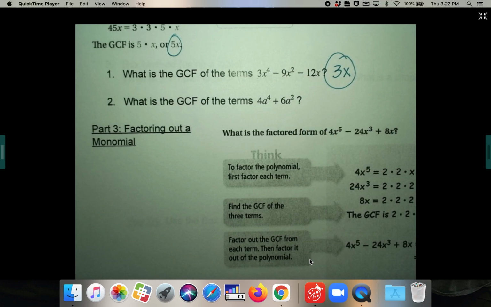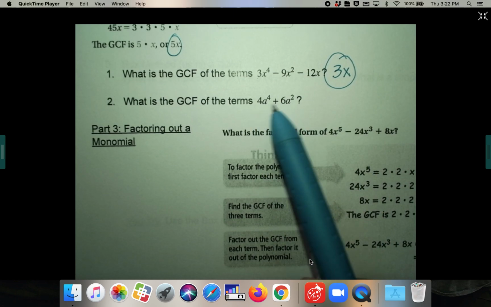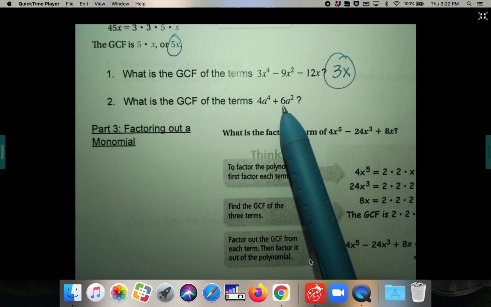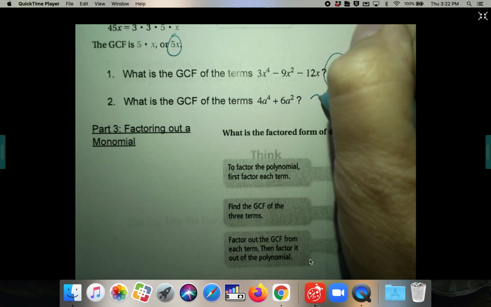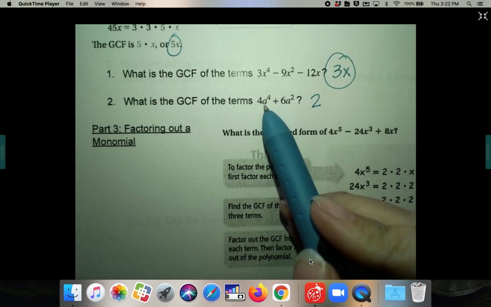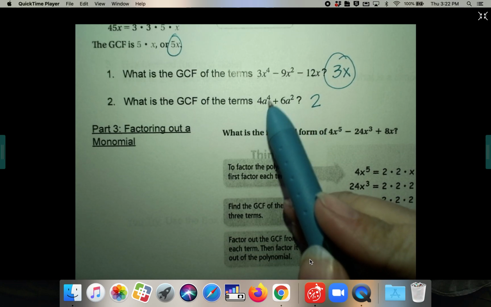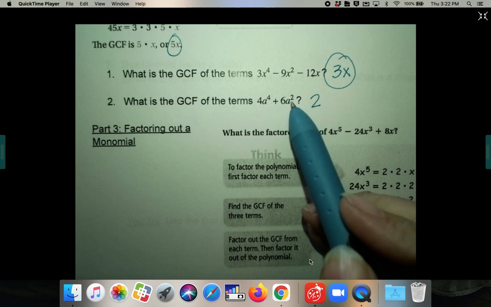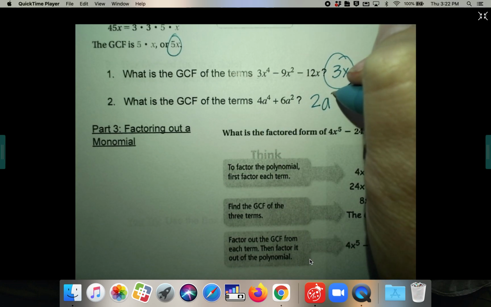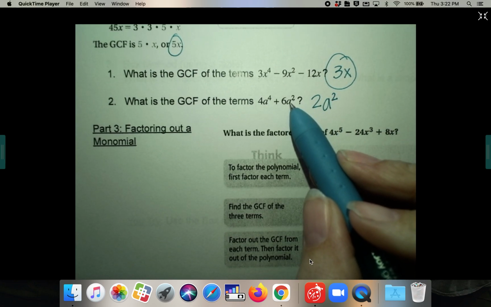6a squared? The greatest number that you can divide both 4 and 6 evenly by is 2. And the greatest number of a's we can pull out would just be 2, because you could pull 2 out of this one and 2 out of this one, but you can only pull 4 out of this one and you can't pull 4 out of this one. So a squared, because you can pull 2 squared ones out.